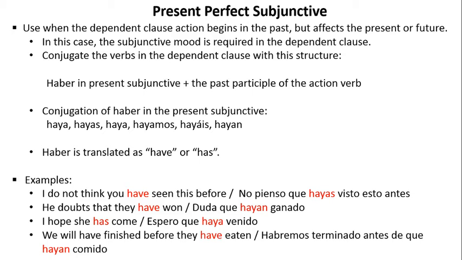Now the conjugation of haber in the present subjunctive is haya, hayas, haya, hayamos, hayáis, hayan. Haber is translated as have or has. Let's give you some examples. I do not think you have seen this before: No pienso que hayas visto esto antes.